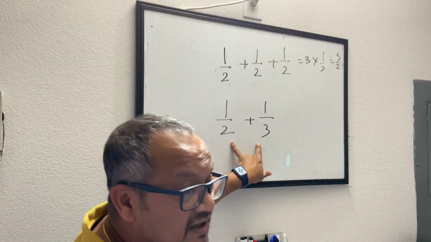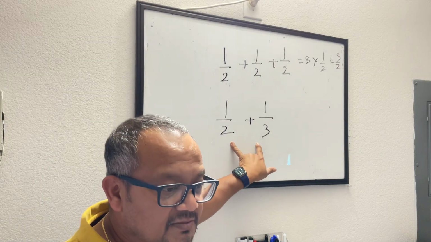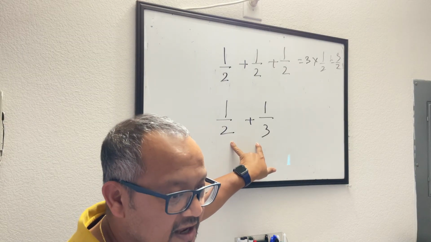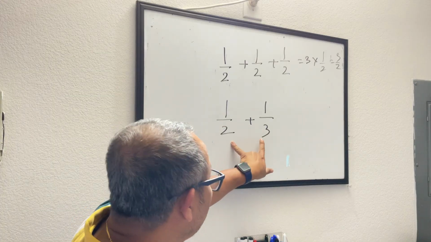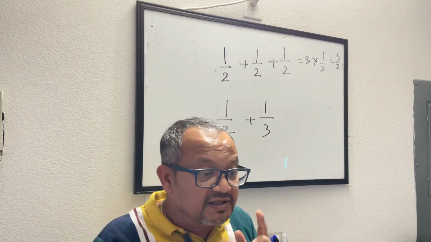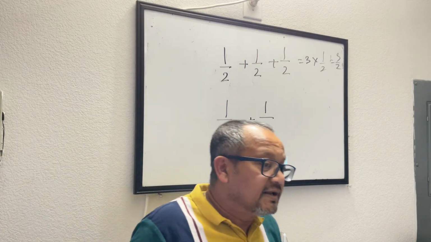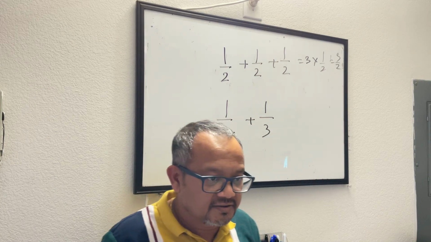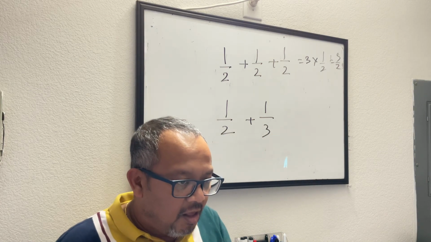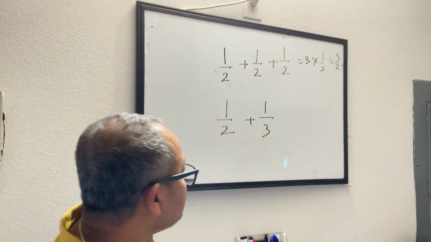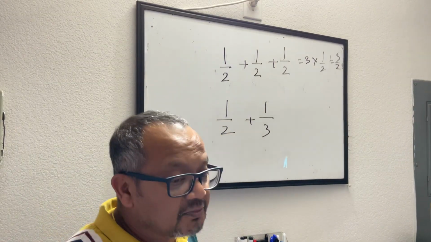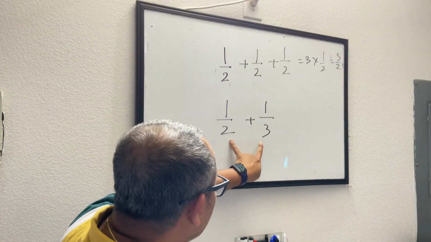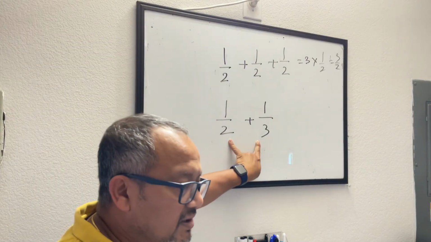When we have different denominators, that is when the problem is. So when we have different denominators, there is a concept called LCM, least common multiplier. That's what we'll have to learn. What you have to do is look at the denominators.